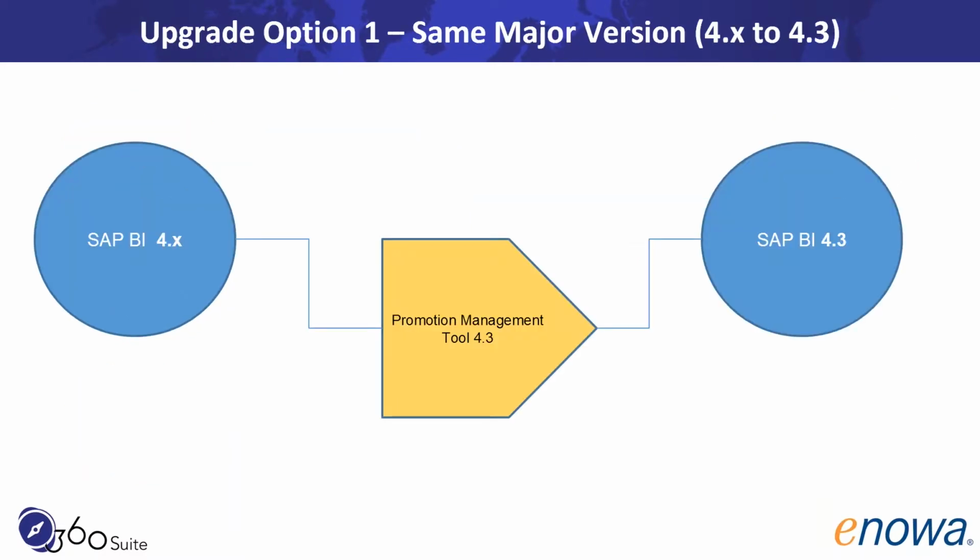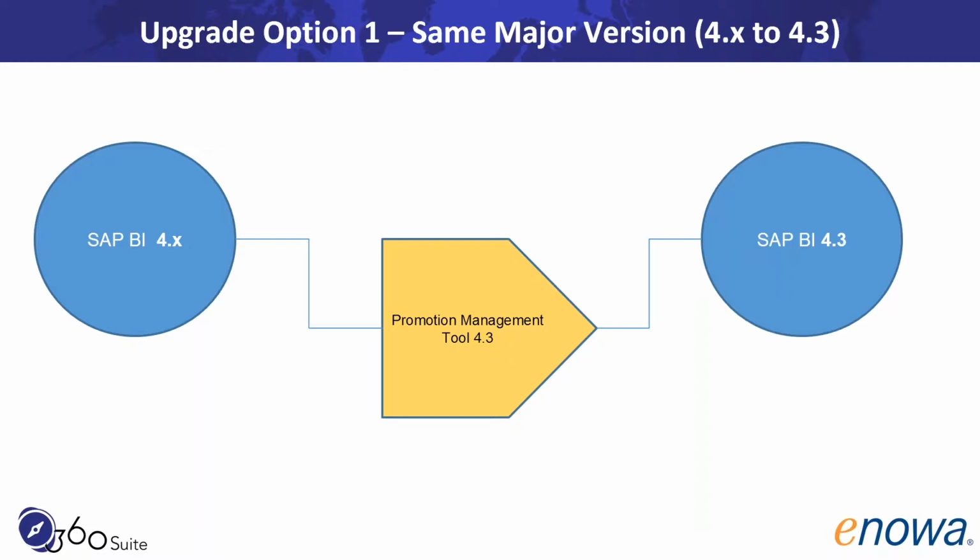The other option, if you are on 4.x to go to 4.3 and you do want to do a migration or an upgrade with migration, you're going to be looking at using the promotion management tool if your only option is out of the box tools. Now there's a GUI based version that runs inside of the central management console. There's also a command line version of that. I'm referring to both as an option here.